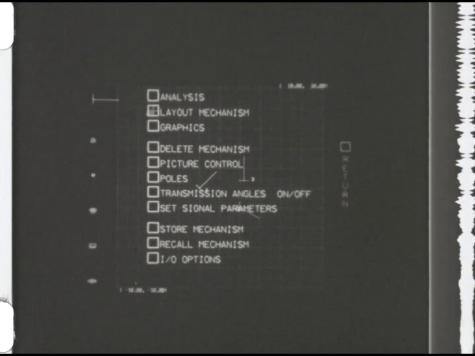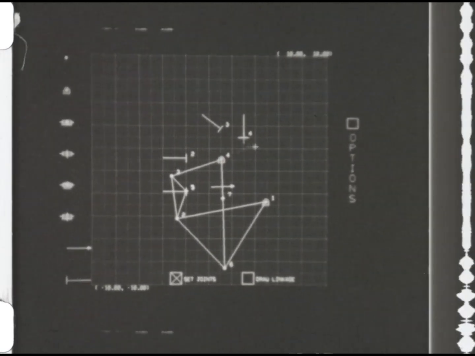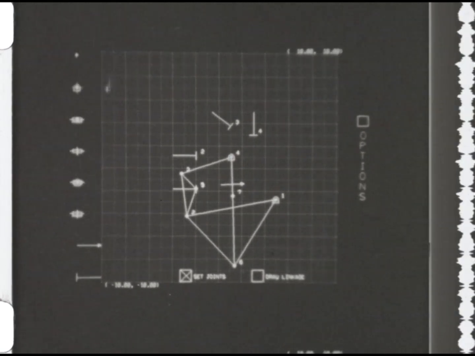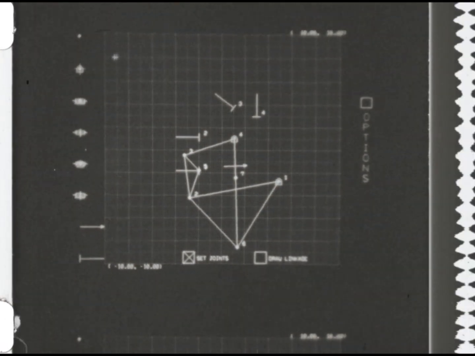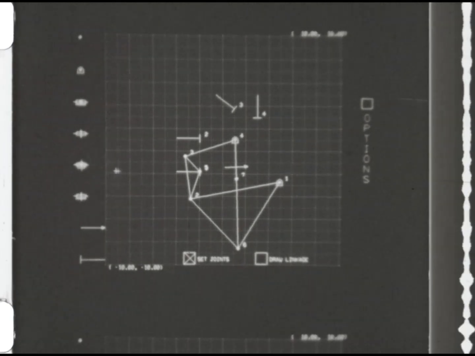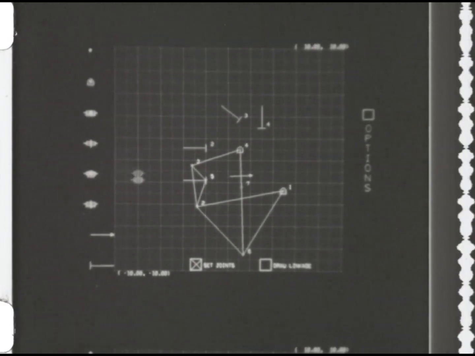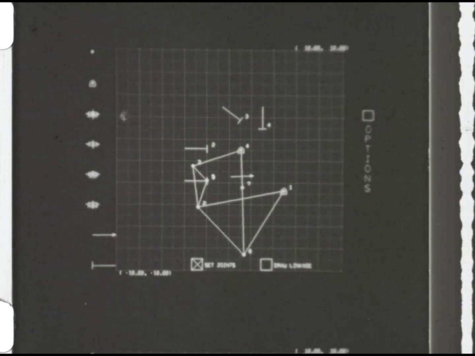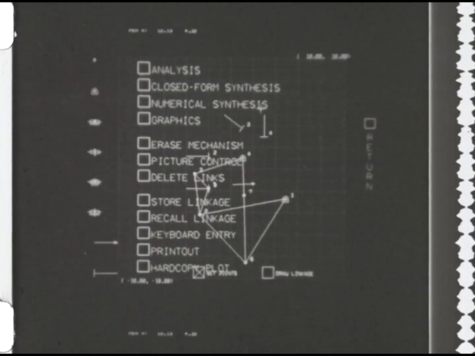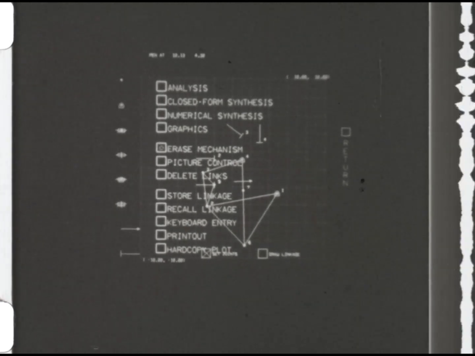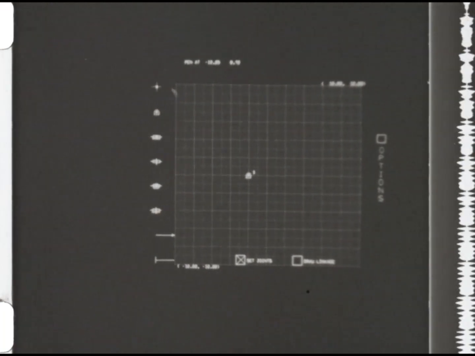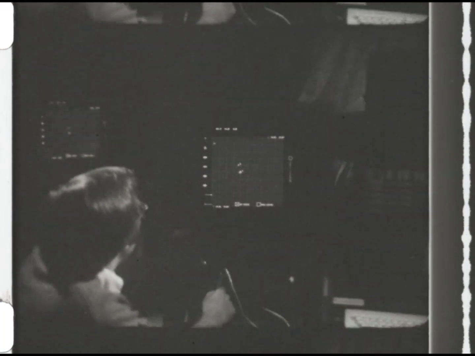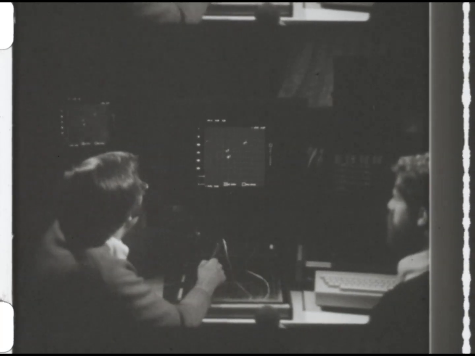One of these options is to bring us to the layout mechanism part of the program, which allows us to create any kind of a linkage that we'd like, made with pin joints and sliding joints. On the left side of the screen again, you see all of these different types of joints, which I can grab with my pen, or I can throw away by lifting up the pen. We can just simply build a linkage in this part of the program. Each part of the program has many, many options. We won't have time to cover them all, but we'll try and cover some of the more basic options.